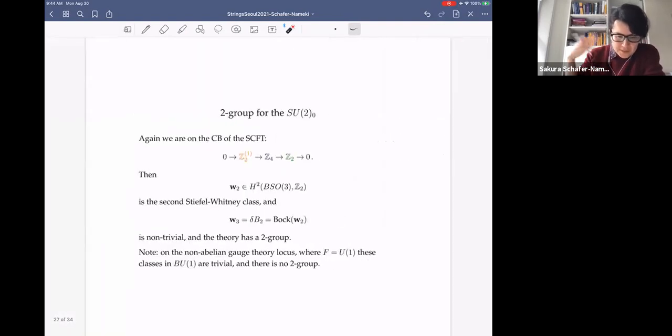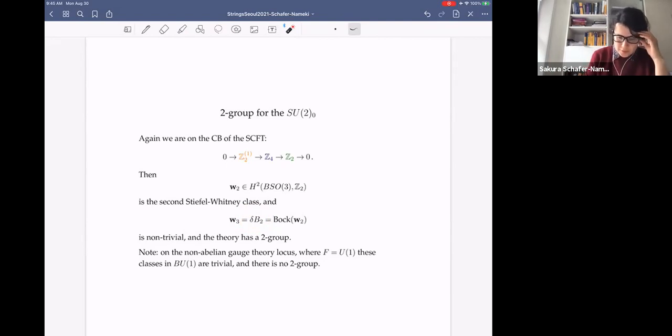So actually, let me go to the example, and I think this will become much clearer. So we said for SU2, we have the one form symmetry, the Z2 that sits in the zero form symmetry part, and they form this extension. And then we have a W2, which is just a Stiefel-Whitney class that obstructs lifting the SO3 bundles to SU2 bundles. And in fact, the Bochstein of this W2 is non-trivial. That's just the third Stiefel-Whitney class. And that's a variation now of this background for the one form symmetry group. So the background for the zero form symmetry talks to the variation of the background of the one form symmetry.